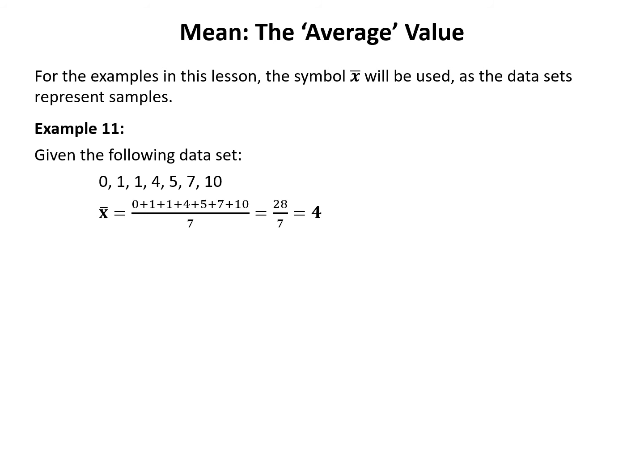For the examples in this lesson, the symbol x bar will be used, as the data sets in these examples represent samples. In example 11, we're given the following data set with values of 0, 1, 1, 4, 5, 7, and 10. So we calculate the sample mean x bar, as discussed previously, by taking the sum of all of these values and dividing by the sample size, which is the number of values. And we get 28 over 7 equals 4. So we can say that the sample mean x bar equals 4.